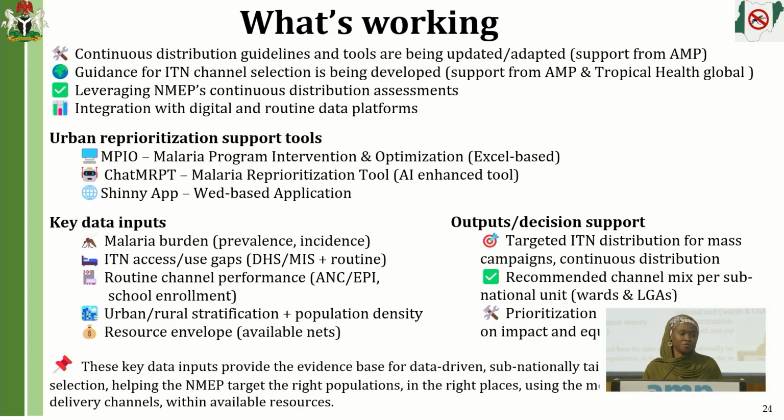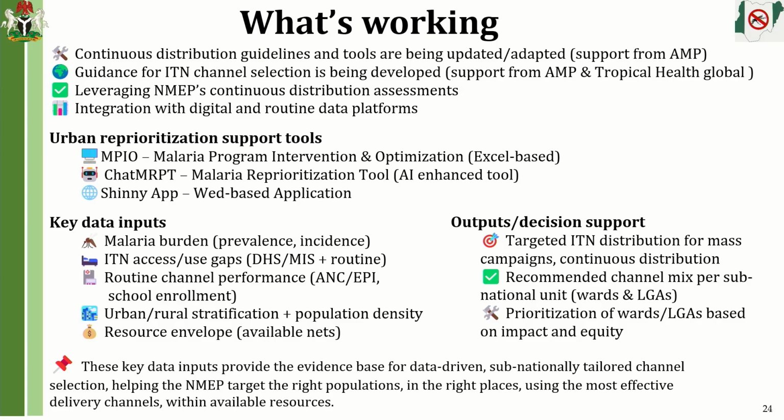So in terms of reprioritization, we already have existing tools. We have the malaria program intervention and optimization tool. It's an Excel-based tool. Then we have the malaria reprioritization tools. It's an AI-enhanced tool. And we have the Shiny app, which is a web-based application. So the data we use to input into these tools are the usual malaria burden, prevalence and incidence rate, ITN access and gaps, routine channel performance for EPI and ANC, school enrollment for school-based distribution, and most importantly, what are the resources that you have available.